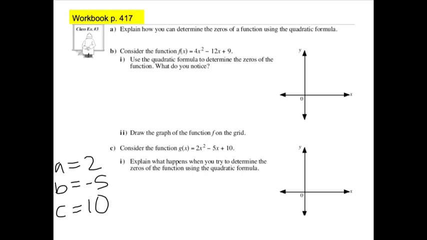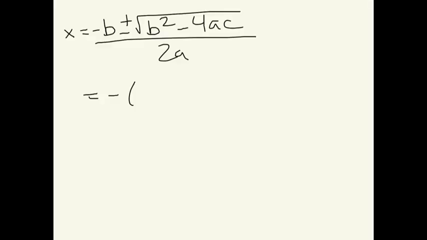So consider the function g of x is equal to 2x squared minus 5x plus 10. So we have to explain what happens when you put this one into the quadratic formula. Here are your values. A is going to equal 2, b is equal to negative 5, and c is equal to 10. So here's your equation.